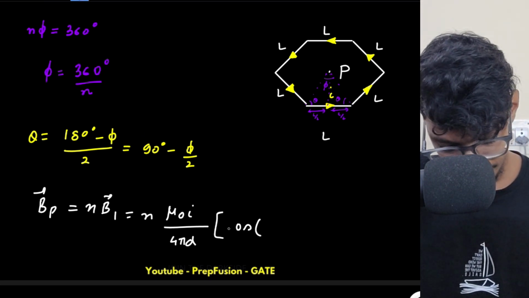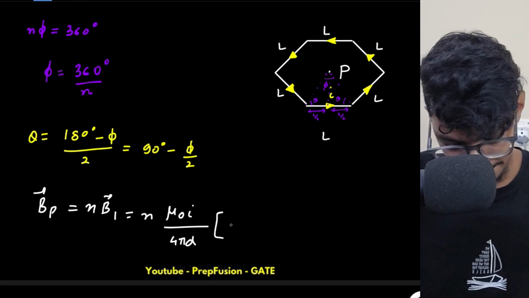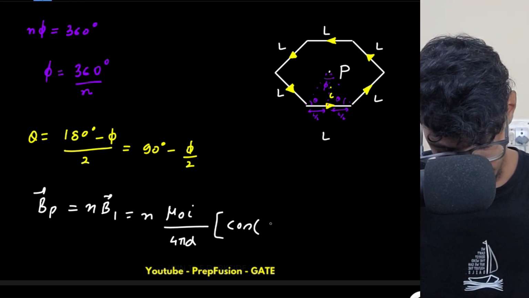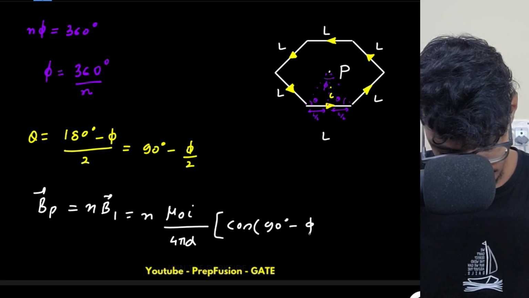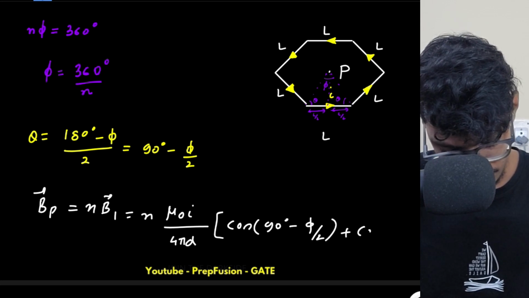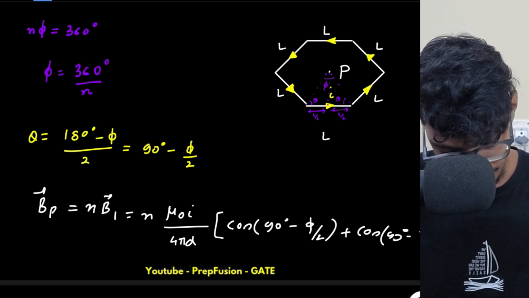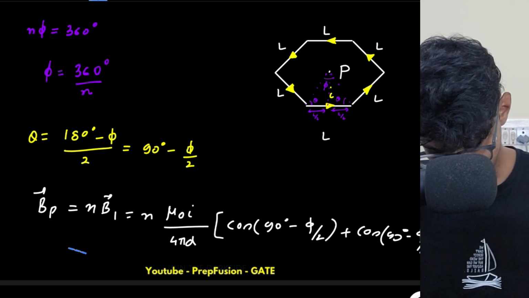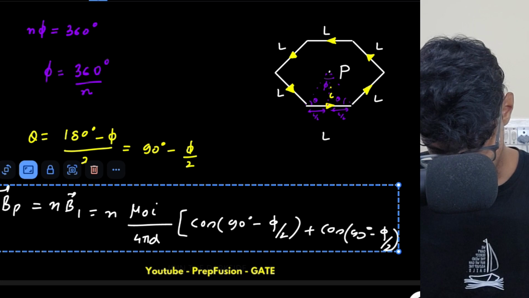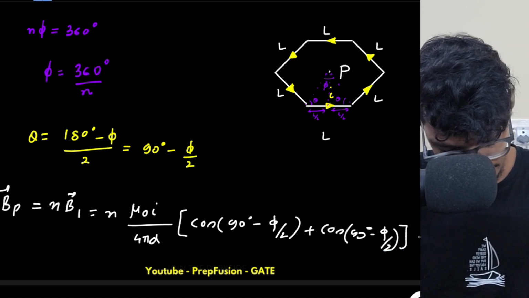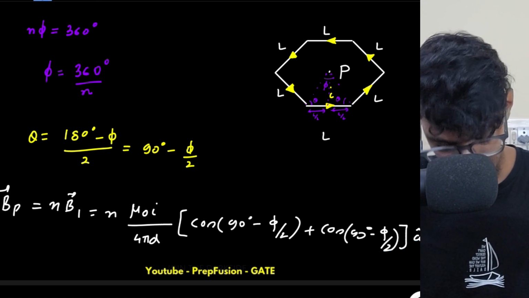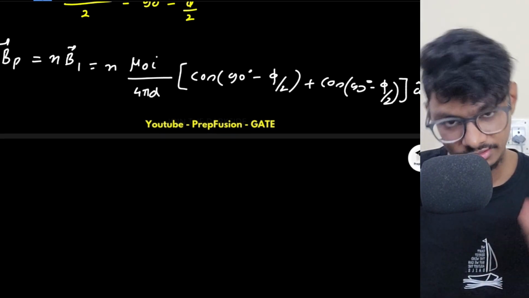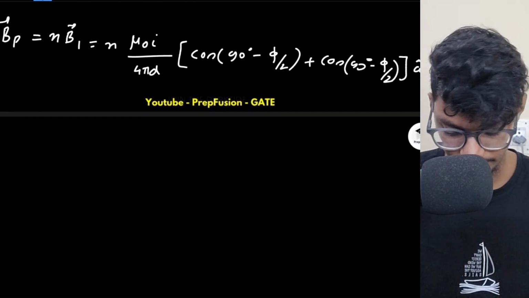So this will become, like I can say here, I will write here perfectly, cos of 90 minus phi by 2 plus cos of 90 minus phi by 2. Okay, and direction is in the AB cap direction. So if the direction is in the AB cap direction, you can identify it with your fingers.